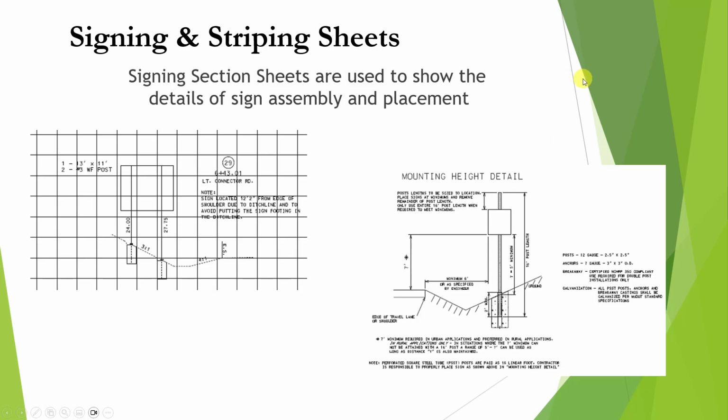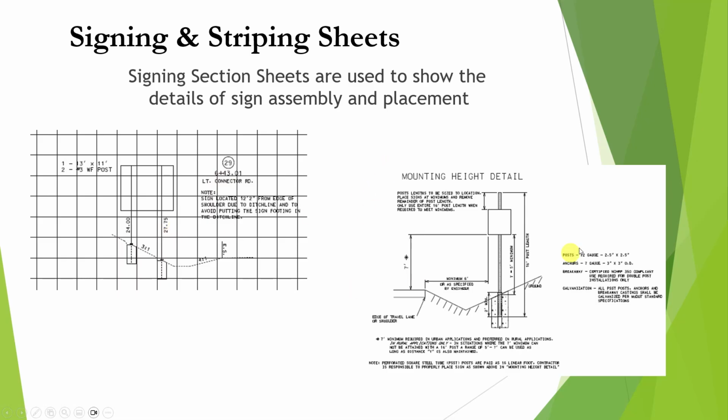Here's a signing section sheet, and they're used to show the details of a sign assembly and placement. What they're really good for is if you want to know the height of the post that you're using. Okay, so these typically show it, and you can see the cross section view here. So they're looking at the cross section of the sign. You've got the existing ground coming in, and you see where these footings are going to go, and then the length of the post that it needs. Okay, so that's a good use for that.